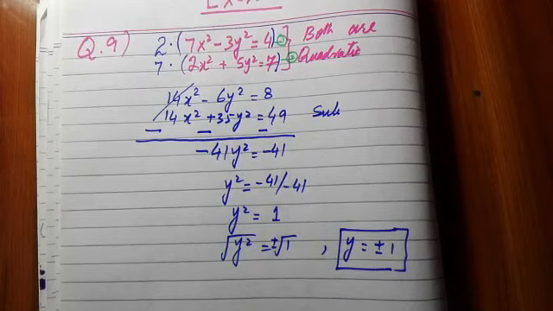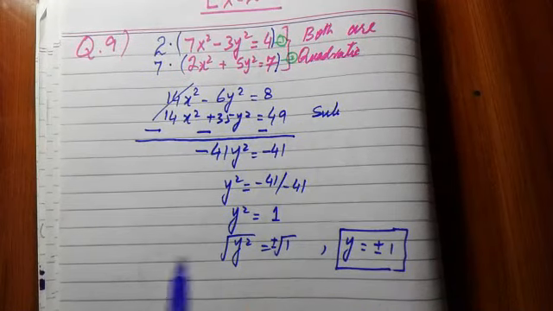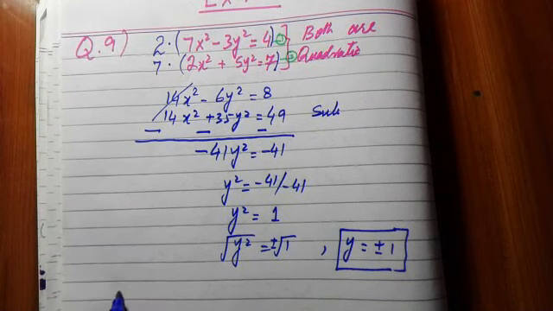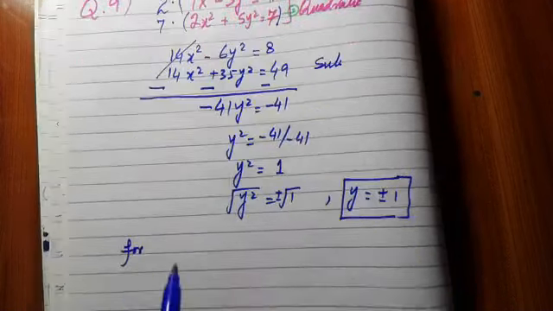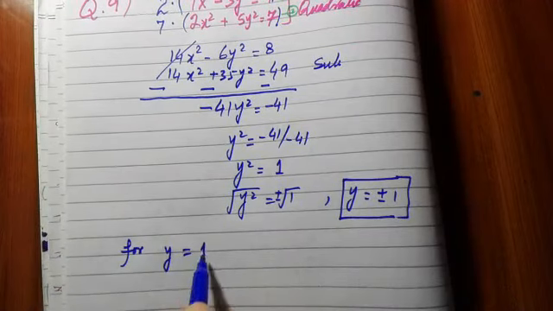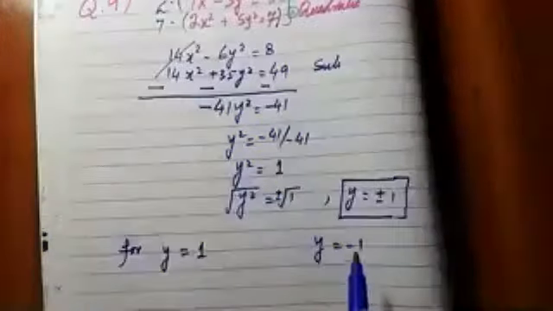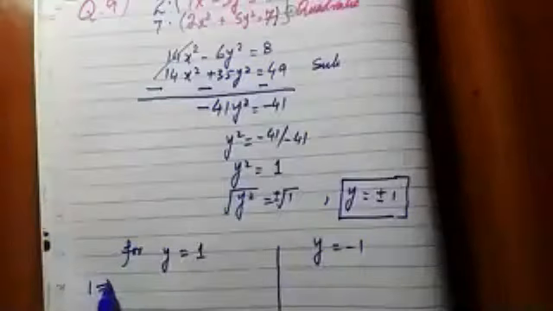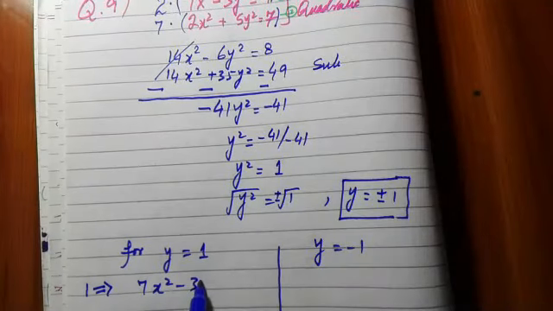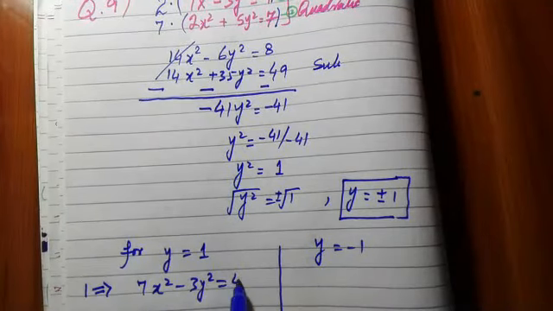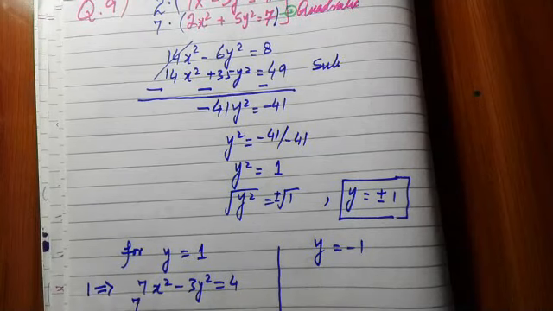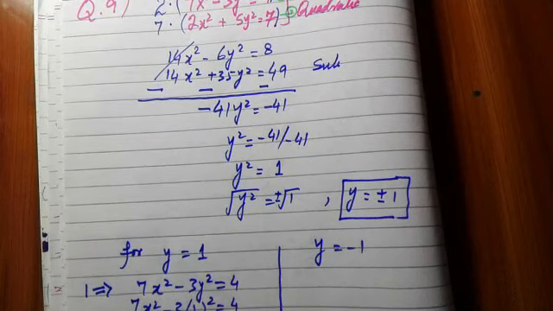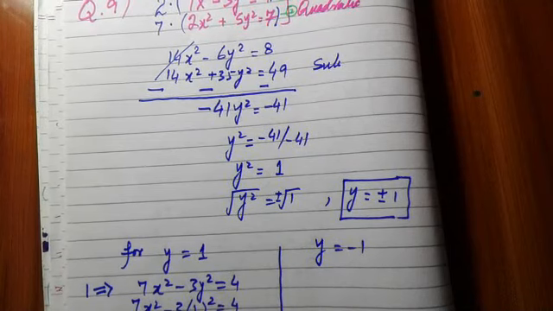Now once you have gotten values of y, what will you do, you can choose either equation number 1 or equation number 2. For example, for y is equal to 1 and y is equal to minus 1. So if you choose the first equation, let's suppose this is 7x square minus 3y square equals 4. If you substitute the value of y right here, it will become 7x square minus 3 equals 4.